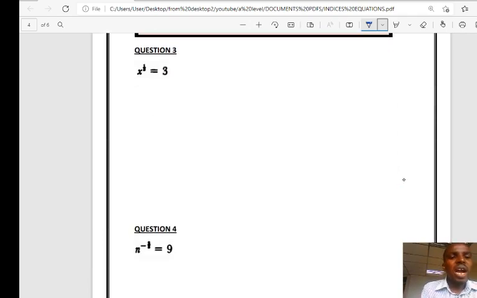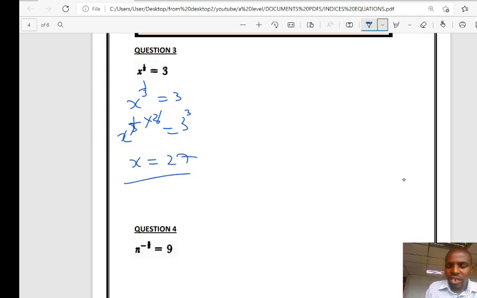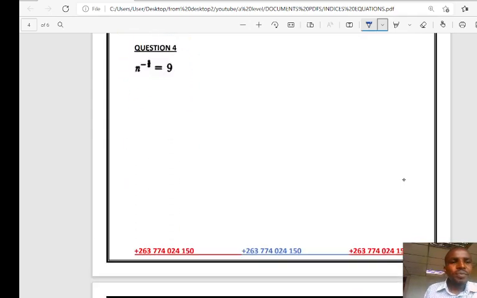Next, question number 3. x to the power 1 over 3 is equal to 3. So find the power which when you apply it to 1 over 3 gives you 1. It is the opposite, remember? So it's 3 over 1. So raise both sides to the power 3. 3 over 1 is the same as 3. Then the powers cancel out, x is equal to 3 to the power 3, which is 27. Done.